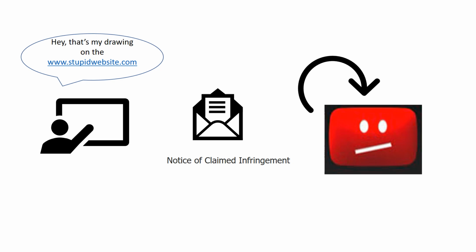But if your work was found on another, like individual person's, site, you would send them a letter. And if you go ahead and just Google notice of claimed infringement form, you'll be able to see what some of those look like. Okay, so let's keep looking.